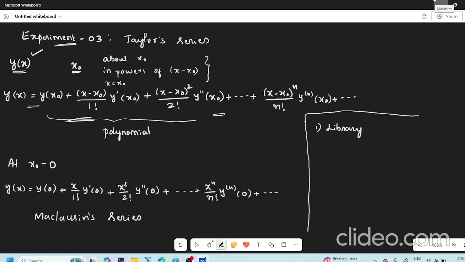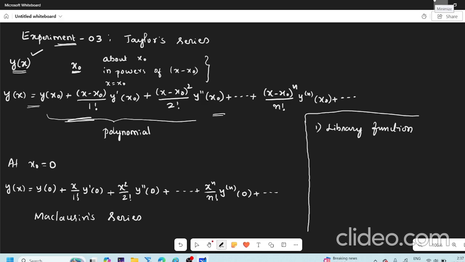You have to call the library function. Looking into the concept, if you want to just find the Taylor series expansion, then I have to choose which library function to call for. If you want to plot the graph of the series, then I have to call a different library function. So looking into your constraints, you have to call for the library function. That is the first step, calling the library function.